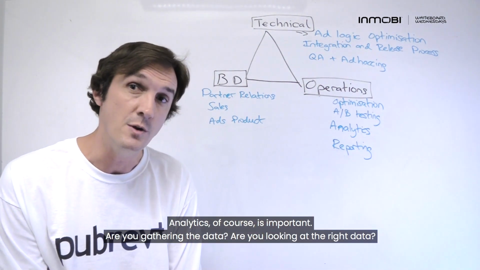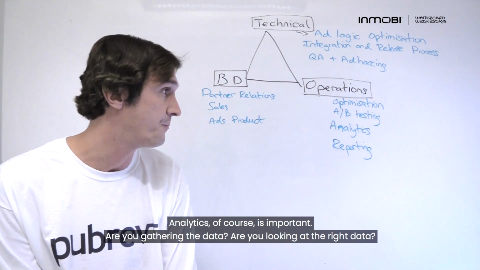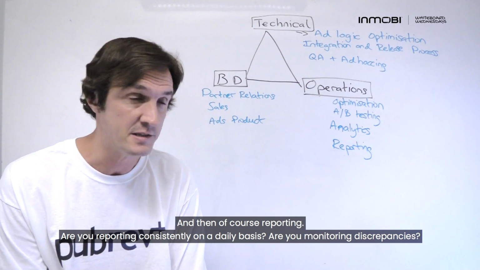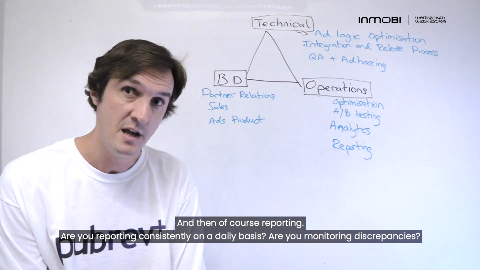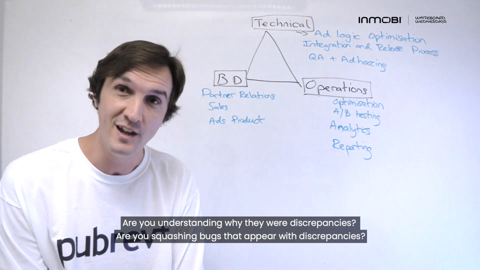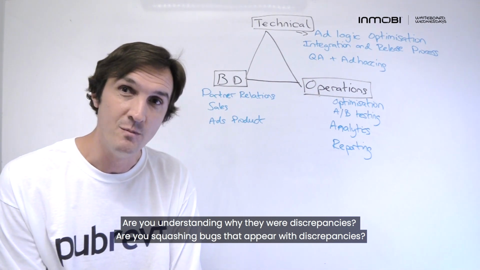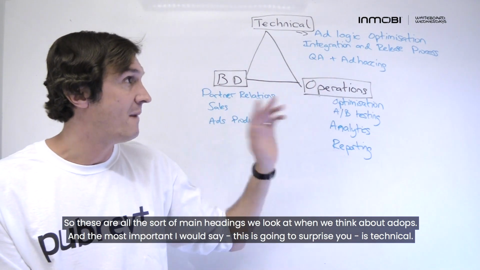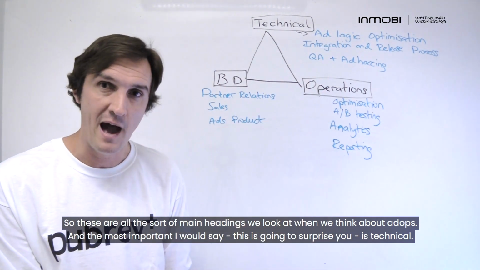Analytics, of course, is important. Are you gathering the data? Are you looking at the right data? And then, of course, reporting. Are you reporting consistently on a daily basis? Are you monitoring discrepancies? Are you understanding why there are discrepancies? Are you squashing bugs that appear with discrepancies? So these are all the main headings we look at when we think about ad ops.